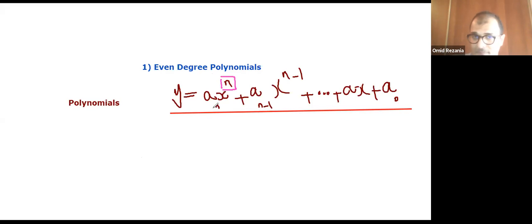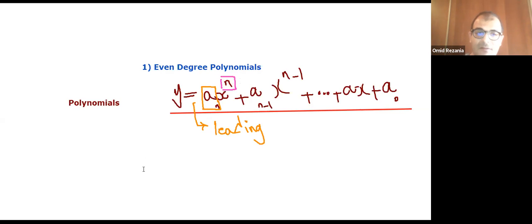However, based on what we see here, we also have something different. We have the coefficient of the highest exponent of a variable. This is the thing which we call the leading coefficient. The leading coefficient is the coefficient of the highest degree of the polynomial. If n is an even number, we call this an even degree polynomial.